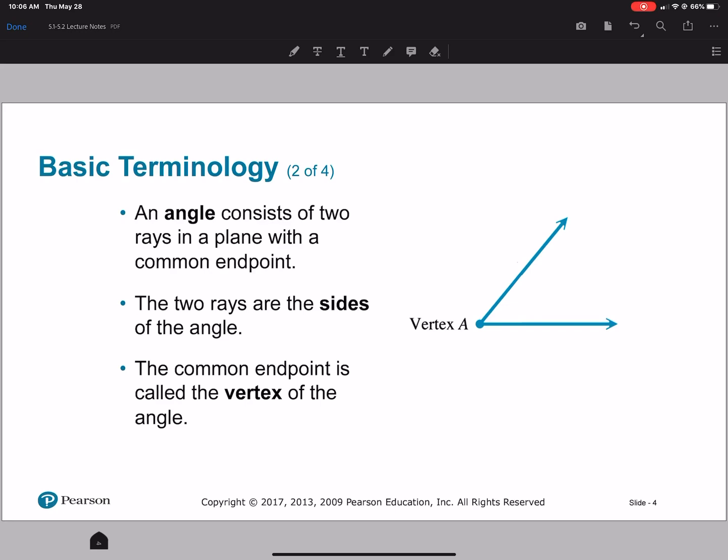So an angle consists of two rays in a plane with a common endpoint. The two rays are the sides of the angle. And the common endpoint is called the vertex. So where both rays come together is called the vertex.